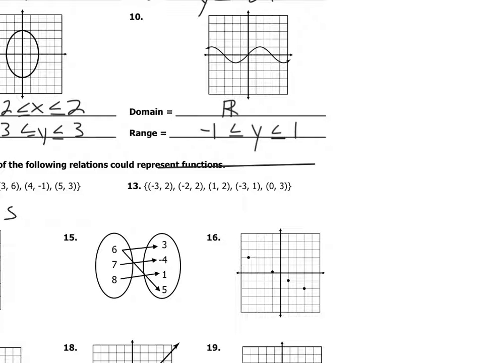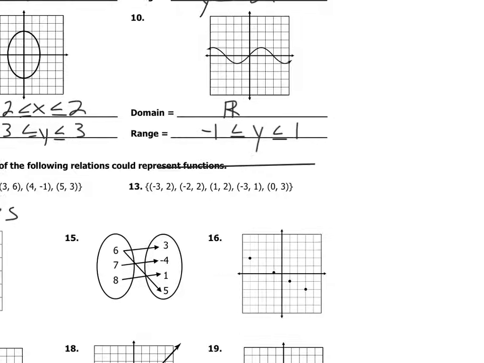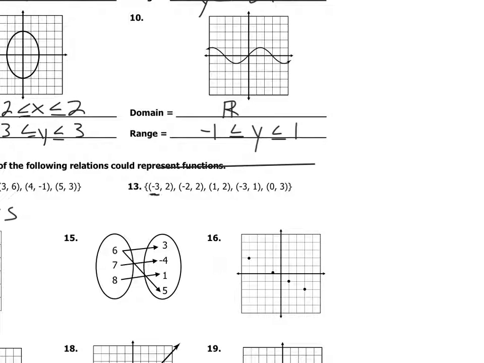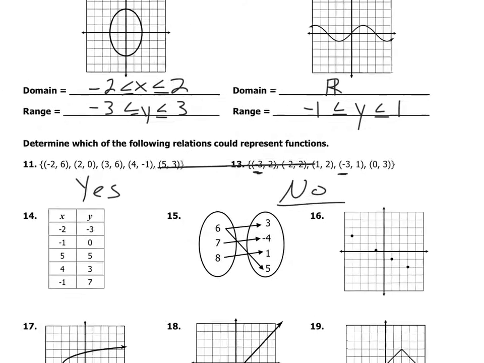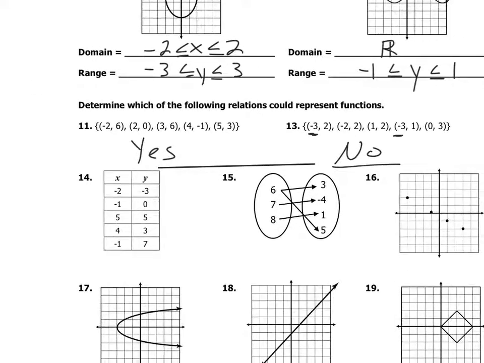Number 13, do any of our x values repeat? Yes, they do. We have a -3 here and a -3 here. So no, this would not be a function. Our domain cannot repeat. There must be exactly one output for each domain value. That is not a function.